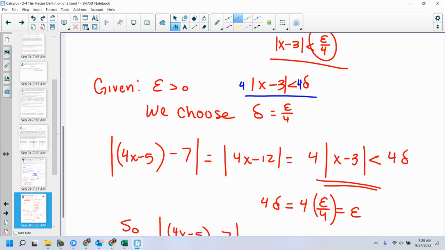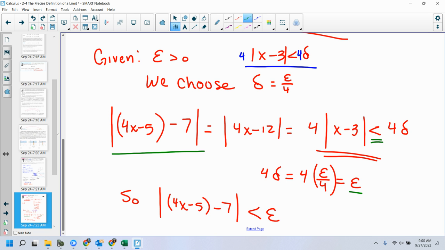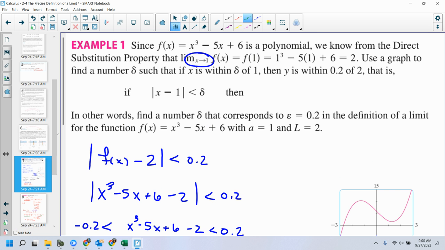See, we kind of have to look for this piece again. We have to get it to that x minus 3 piece again. And then we say, well, what can we multiply each side of this by to make it look like that? Oh, 4. So 4 absolute value of x minus 3 is less than 4 delta. So then I can chain these two statements together. This and the fact that 4 delta is actually epsilon. This has to be less than this. And that's the end statement. So the absolute value of 4x minus 5 minus 7 is less than epsilon. Okay? Let's do one more of those.